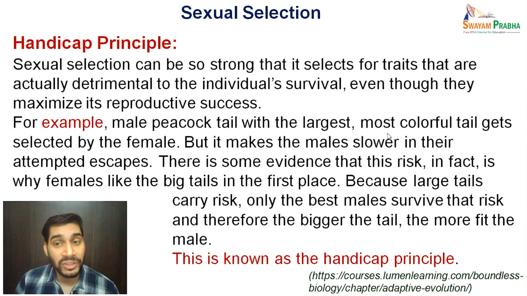Now the male peacock with the largest, most colorful tail gets selected by the female, but it makes the male slower in attempted escapes. So on one hand, this is useful for reproductive success since they are being selected by the females, but on the other hand, they are at a disadvantage because of this heavy tail, they are unable to escape from predators. There is some evidence that this risk, in fact, is why females like big tails in the first place. Because large tails carry risk, only the best males survive that risk, and therefore, the bigger the tail, the more fit the male is. This is the reason why females select males with the bigger tail. Because if they have a bigger tail and are still surviving, that means they are more fit. This is known as the handicap principle in sexual selection.